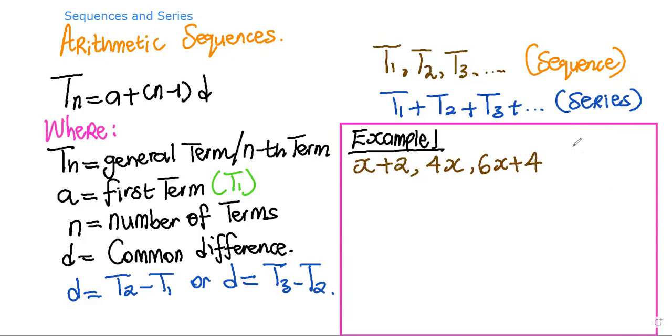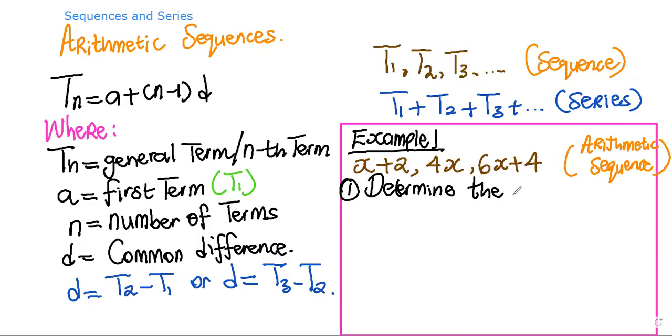So that is an arithmetic sequence. Let me just try to write it here. Arithmetic sequence. I don't want to write the full sentence, but I think you will be able to understand. So they're saying if x plus 2, 4x, and 6x plus 4, the ones that I wrote, form an arithmetic sequence, determine the value of x in the first 3 terms. So they want us to determine the value of x in the first 3 terms.